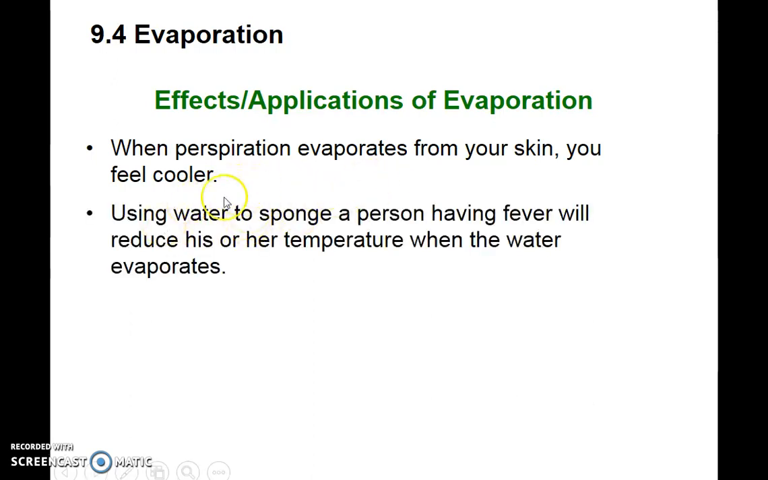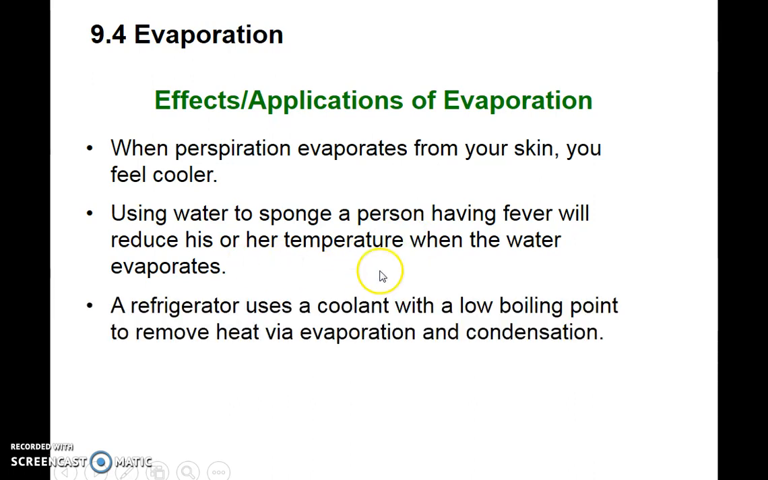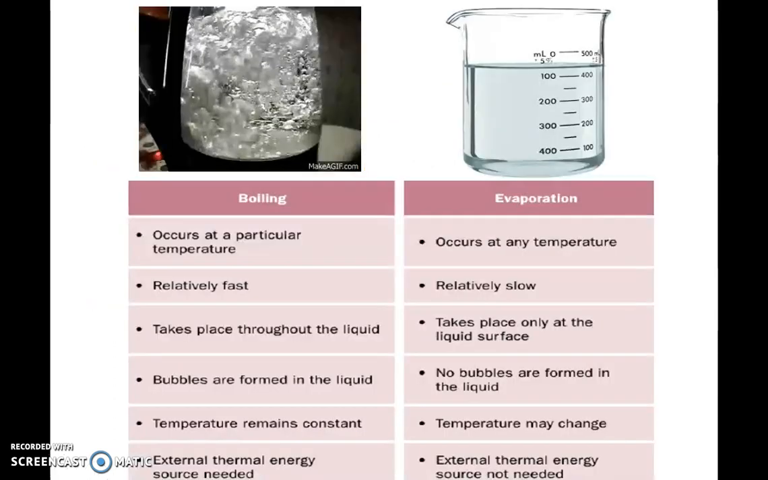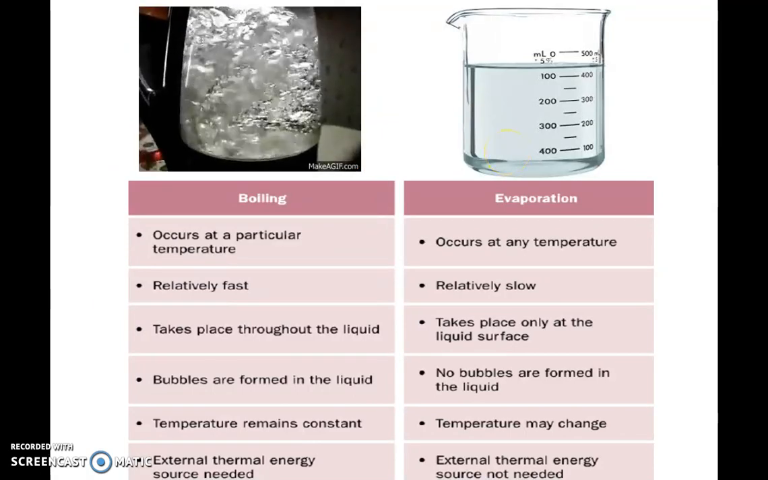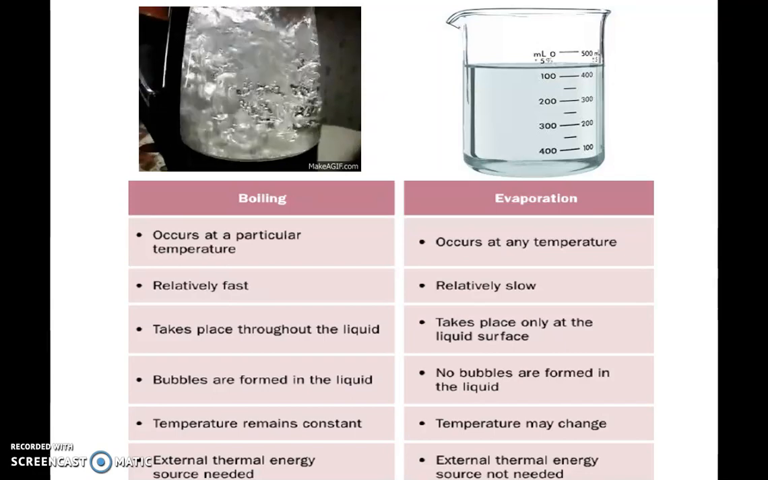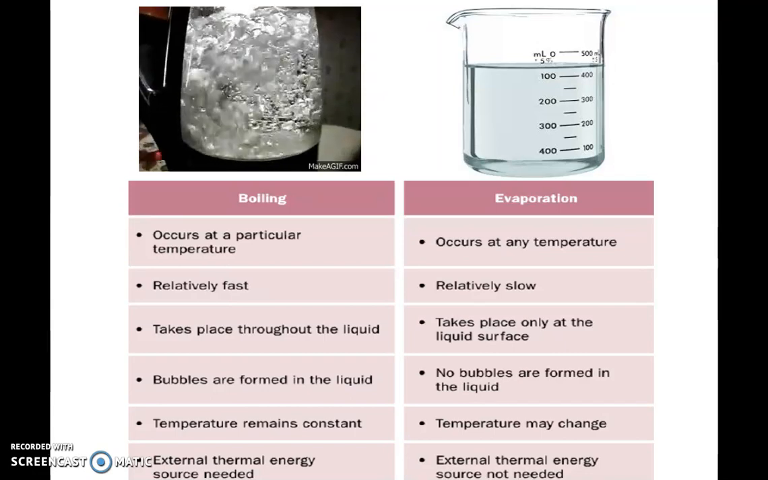Next, which is why when someone has a high fever, you sponge him. Why? Because when you sponge him, once the water evaporates, it extracts the thermal energy from the body of the person. A fridge also uses a coolant with a low boiling point to remove heat by evaporation and condensation.